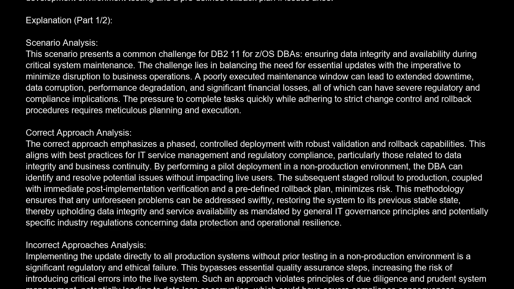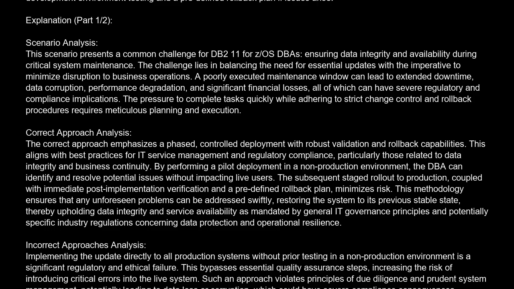Correct approach analysis. The correct approach emphasizes a phased, controlled deployment with robust validation and rollback capabilities. This aligns with best practices for IT service management and regulatory compliance, particularly those related to data integrity and business continuity. By performing a pilot deployment in a non-production environment, the DBA can identify and resolve potential issues without impacting live users. The subsequent staged rollout to production, coupled with immediate post-implementation verification and a predefined rollback plan, minimizes risk.